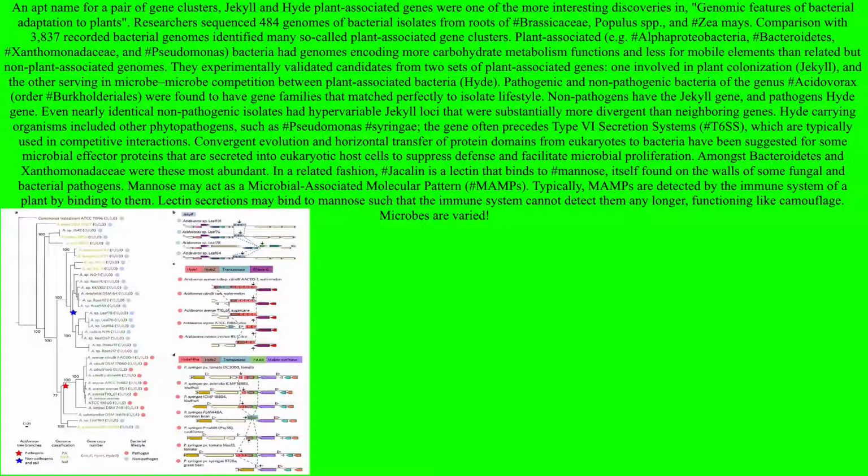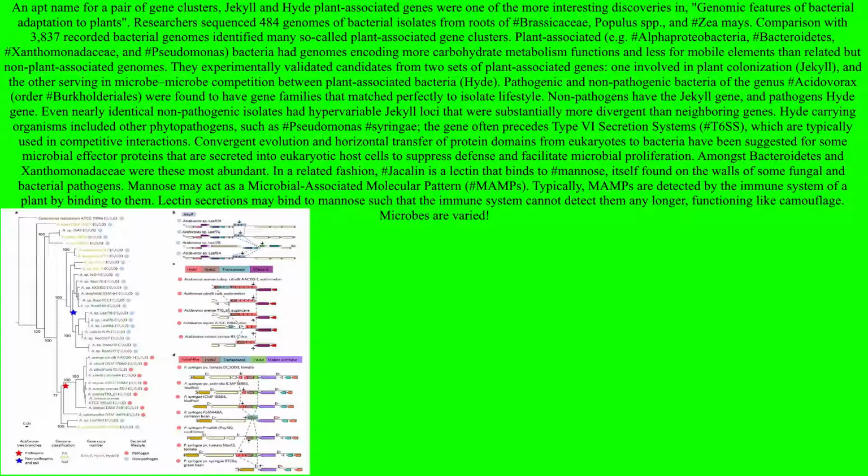Hyde-carrying organisms included other phytopathogens, such as, and here I hashtag, Pseudomonas syringae. The gene often precedes type 6 secretion systems, or hashtag T6SS, again, an acronym, which are typically used in competitive interactions. Convergent evolution and horizontal transfer of protein domains from eukaryotes to bacteria have been suggested for some microbial effector proteins that are secreted into eukaryotic host cells to suppress defense and facilitate microbial proliferation.